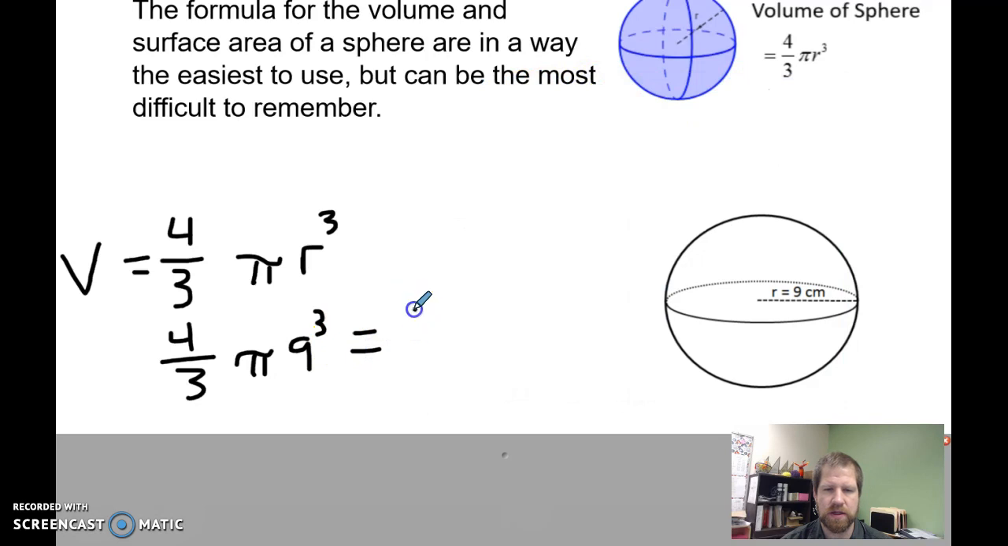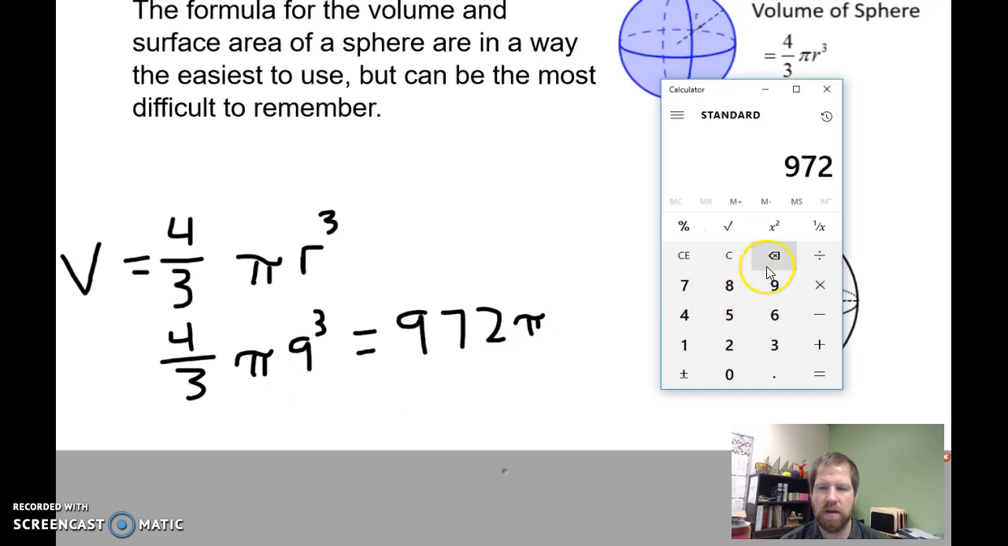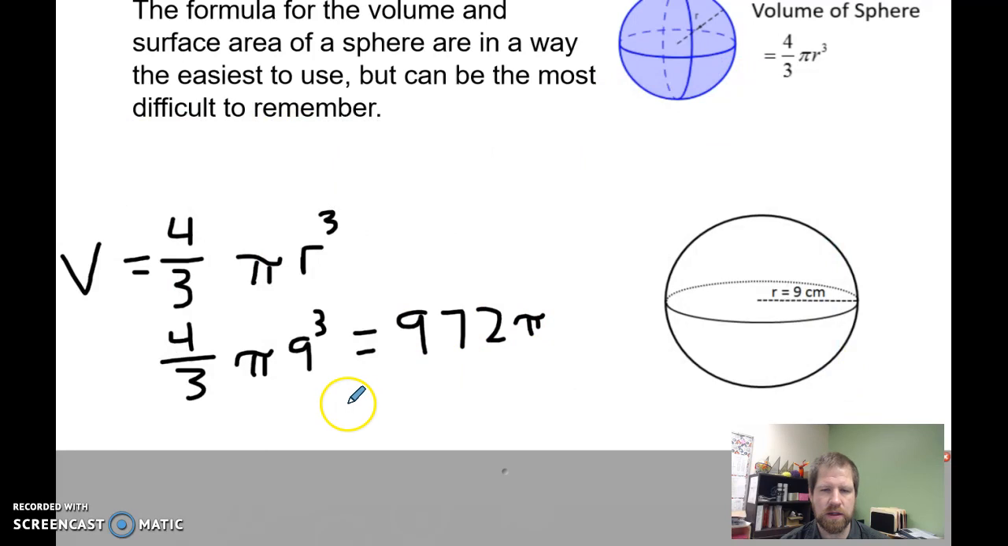So I would say this is equal to 972 pi. And if I wanted to get that to the nearest tenth, I would multiply that by 3.14 and say that this is about equal to 3052.1. This is going to be cubic centimeters.